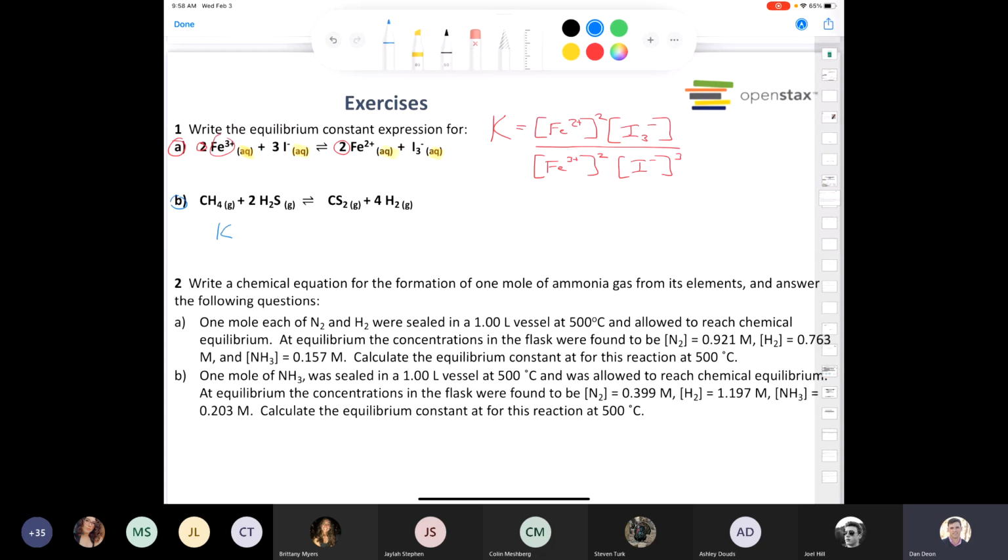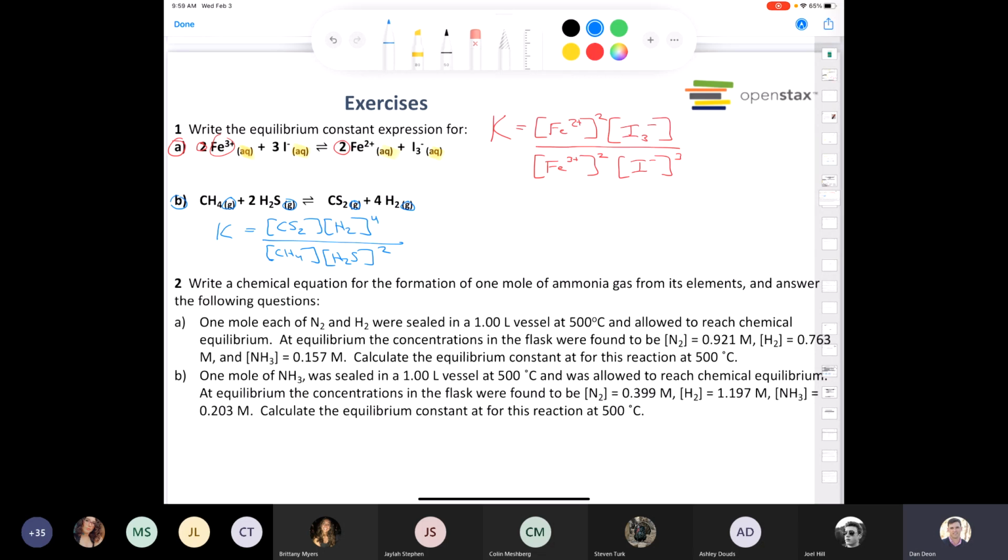And B, same thing. We would say K. You can see that everything is gaseous, right? We can measure the concentration of a gas. So we could say the concentration of carbon disulfide to the power of 1 times hydrogen to the power of 4, divided by methane to the power of 1 times H2S, hydrogen sulfide, to the power of 2. Give me a thumbs up if you like. Mr. Dion, I can write an equilibrium expression if you give me a nice balanced equation.